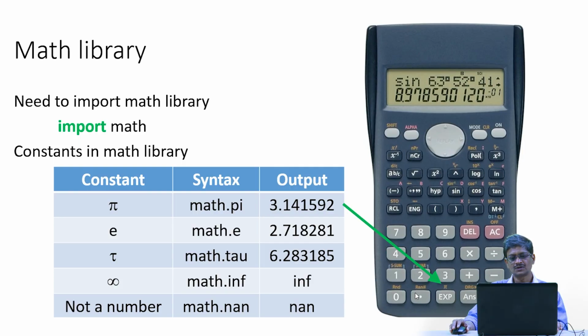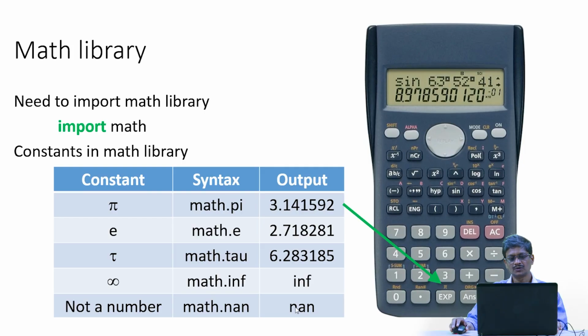So these are called inbuilt constants. These inbuilt constants are also available in Python, but in order to use those constants, you have to import a library which is called the math library. The math library not only holds the constant values, it also holds some standard scientific functions. Before that, let us understand the constants.